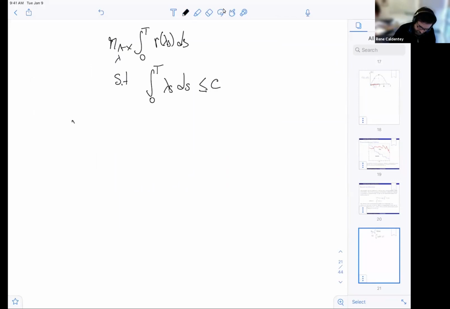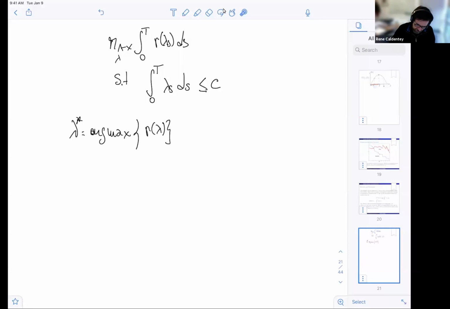So remember, lambda star is the arg max of r of lambda, right? And so if you could set lambda star at all times, that would be the best that you could do. If you maximize the argument of the integral, that obviously will maximize your cumulative payoff, right? And so the question is, well, can I implement that policy?